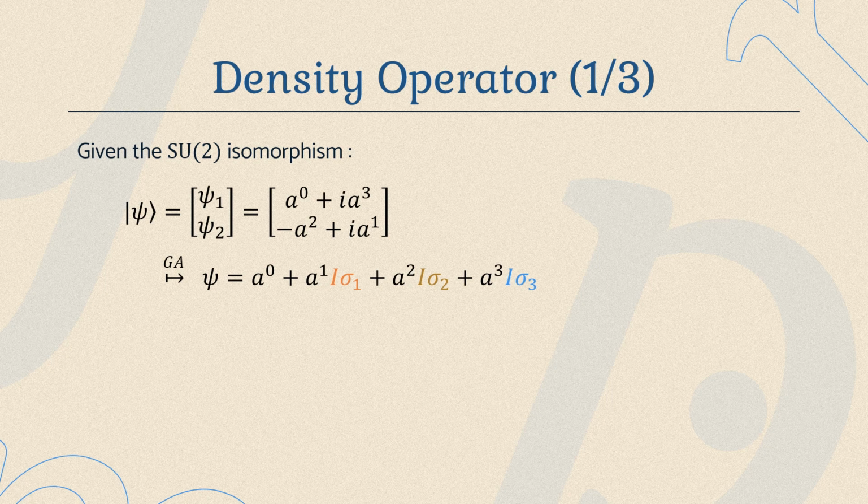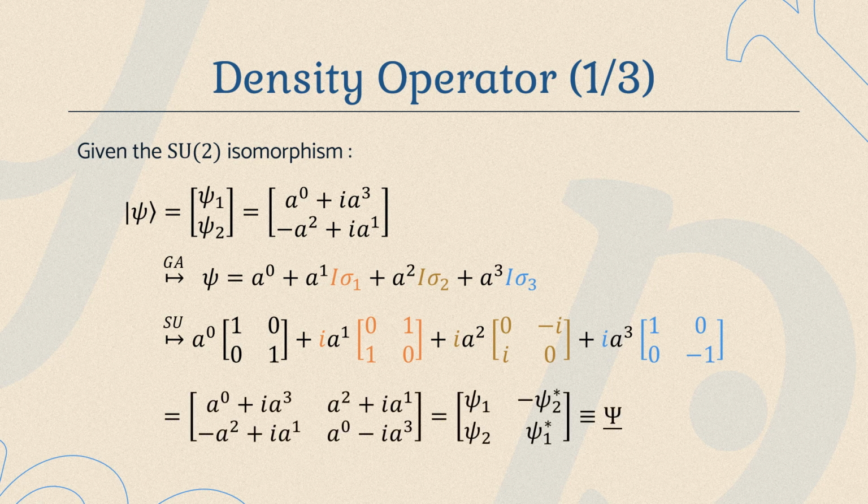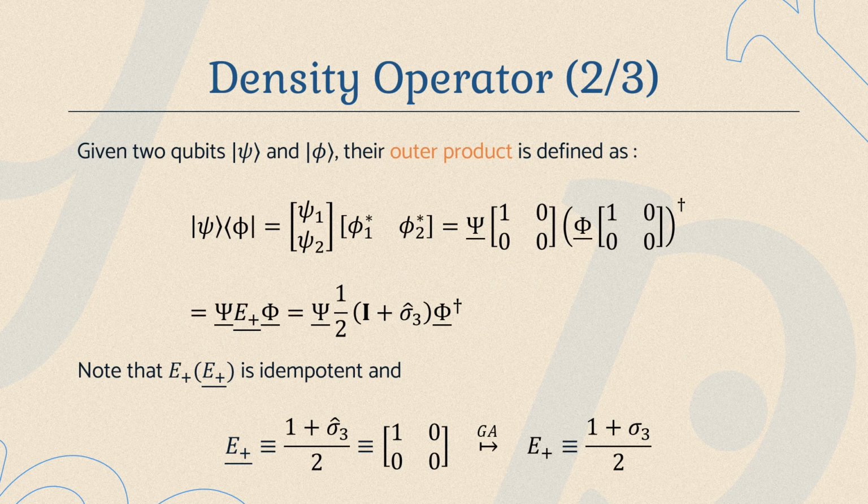Next up, let us introduce the density operator formulation in geometric algebra. A ket state psi has its geometric algebra equivalence written as follows, but we know that the sigma i's have their Pauli matrix equivalence. Hence, we can write down the SU2 isomorphism of the following. Written out, we find that it in fact equals a 2 by 2 SU2 matrix, denoted as underlined capital psi. Given two qubits, psi and phi, the outer product is defined as follows. We can see that it reduces to psi times E plus times phi tilde in the geometric algebra formulation, where E plus is 1 plus sigma 3 over 2.